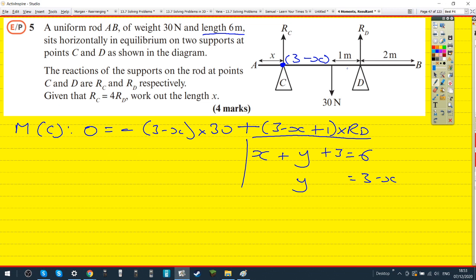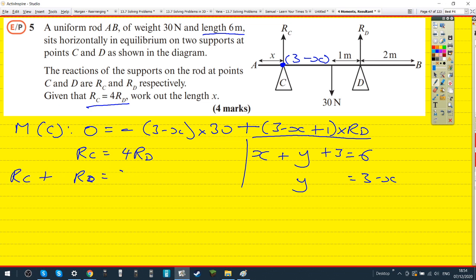Let's see. So we have that. Hold on, but we have x and reaction at D. So we've got two unknowns. We're also told this: reaction at C is equal to 4 times reaction at D. Any other equation regarding RC and RD? Just RC plus RD equals 30. Yep, that'll do it.